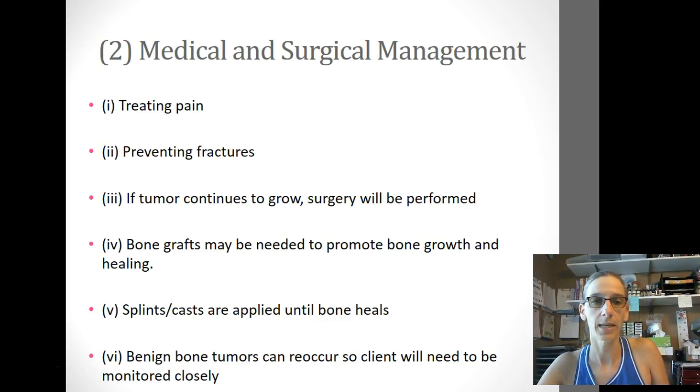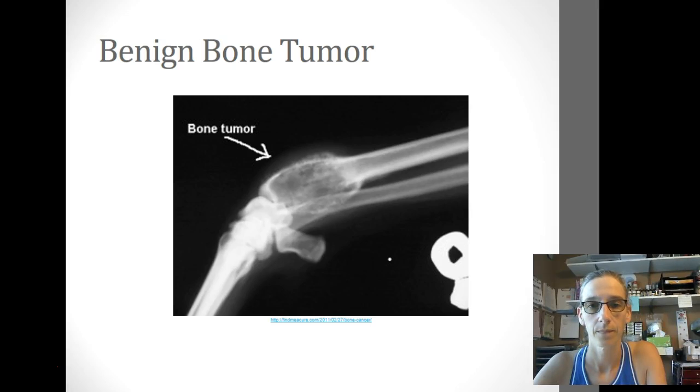All right, medical surgical management is going to be treating the pain, obviously. Preventing any fractures is key. If the tumor continues to grow, surgery does need to be performed. Bone grafts may be needed to promote bone growth and healing. We may do splints and casts until the bone heals. And benign bone tumors can reoccur, so a client does need to be monitored very closely. All right, the nurse is responsible for education, which is very key in these issues. Here's a picture of a bone tumor for you.